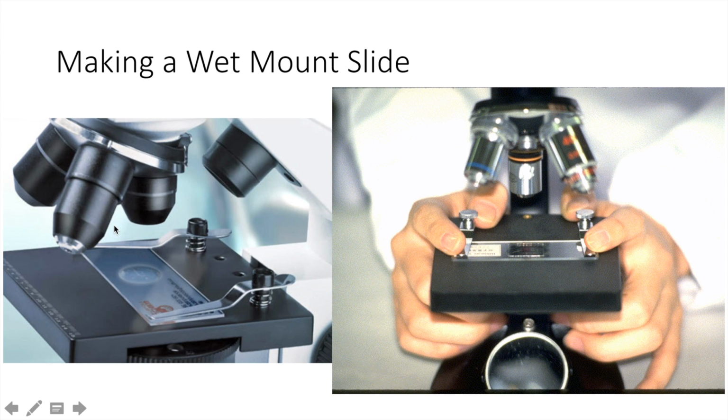Okay, class, today we are going to be learning how to make a wet mount slide. And a slide is a thin glass that we place the specimen on in order to view it under a microscope. And so this is what a slide looks like. It's glass and it's clear, and in the center is where we put the specimen. And remember, the specimen is the object that we're trying to look at underneath the microscope.